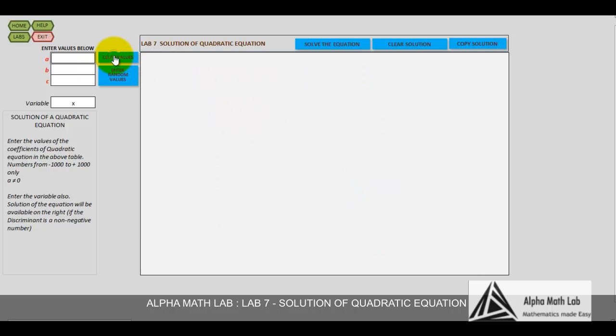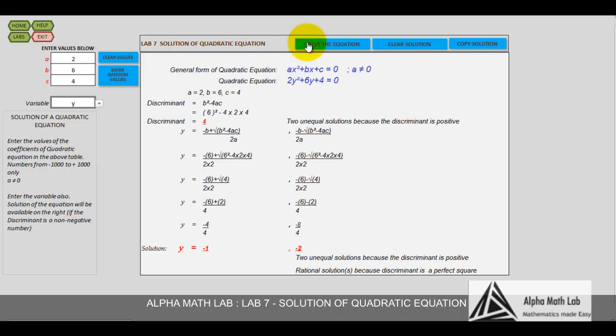Click clear the values and enter random values. Now there are three numbers entered for A, B and C. A, B and C are the coefficients of a quadratic equation. Let us select the variable. We change the variable from X to Y and click solve the equation.